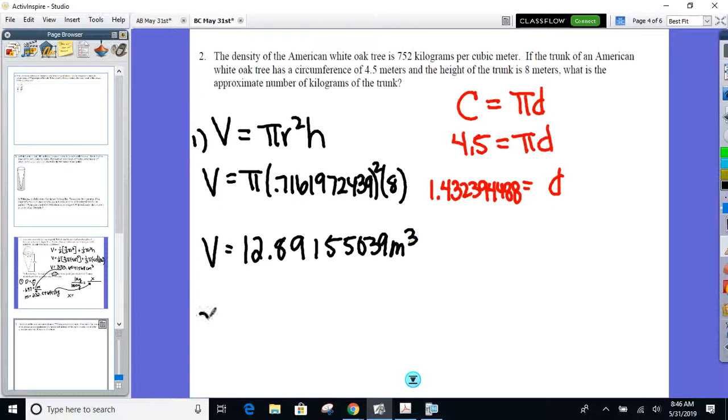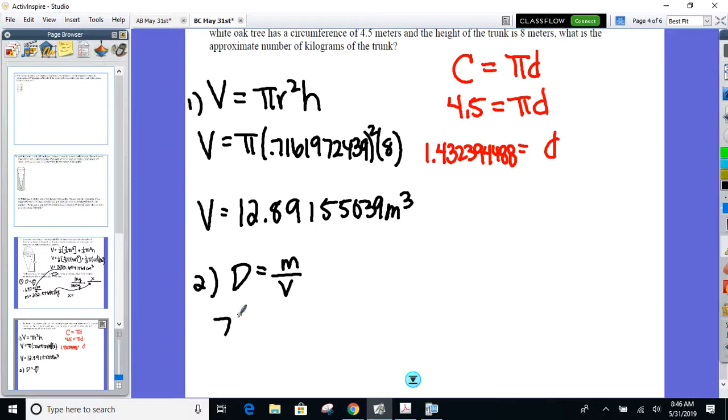So let's go to density now, because you're looking for the mass. Density is mass divided by volume. Density 752. Looking for the mass over the volume we just found. When you get to that point, I'll ask somebody here. It does say approximate, so I'm just going to say nearest kilogram, please.